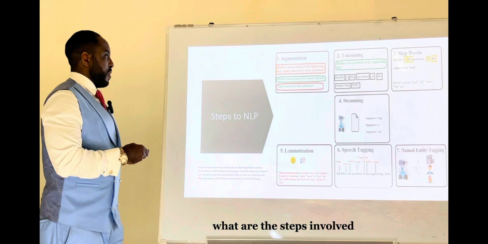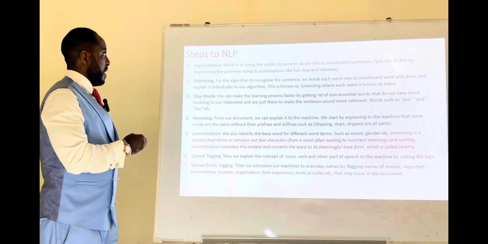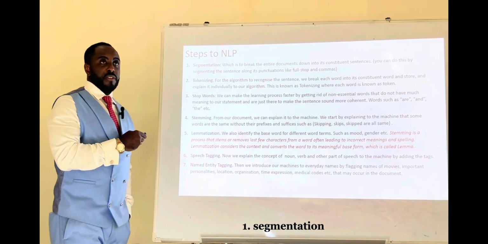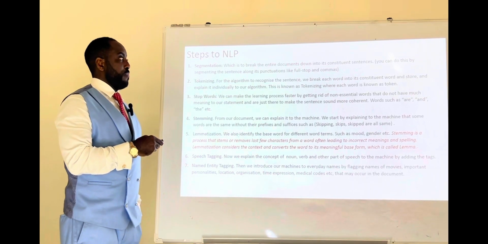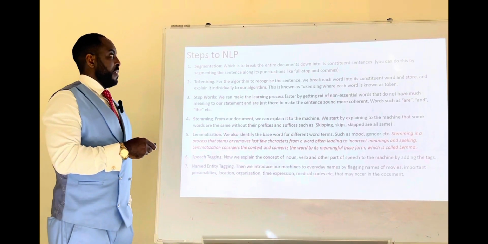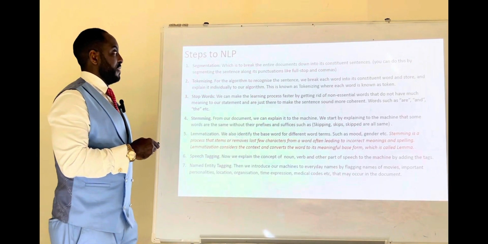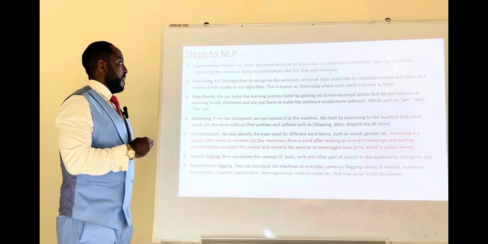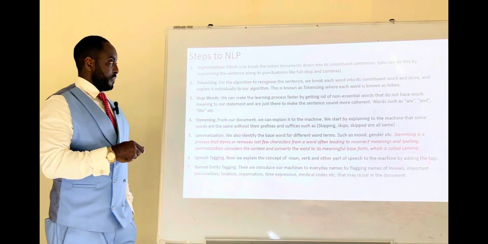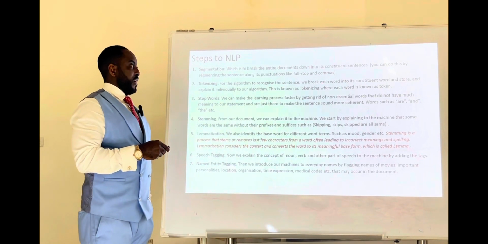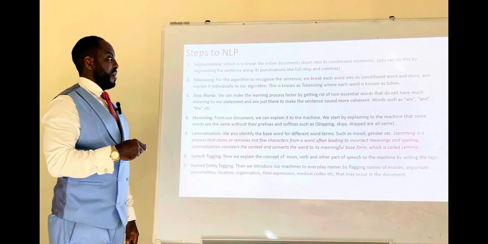So what are the steps involved in natural language processing? One, segmentation, which is to break the entire document down into its constituents. You can do this by segmenting along punctuation, like full stop and comma. Another step is tokenization. For the algorithm to recognize the sentence, we break it into its constituent words and store and explain each individually to our algorithm.